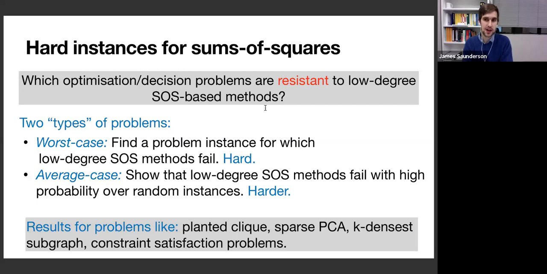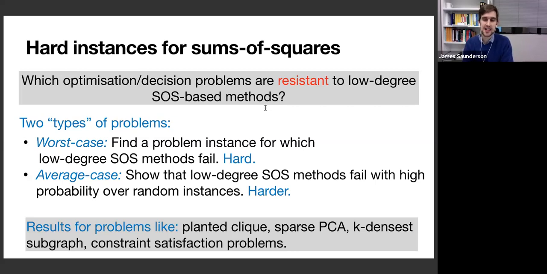There's kind of two flavors of this hard instance story. One is the worst case flavor where you've got some problem class like max cut, for example, and you just need to find one bad instance or one bad family of instances for which maybe low degree sum of squares methods just don't give you anything good as a bound. Well, it's already not so easy to find one bad problem instance.